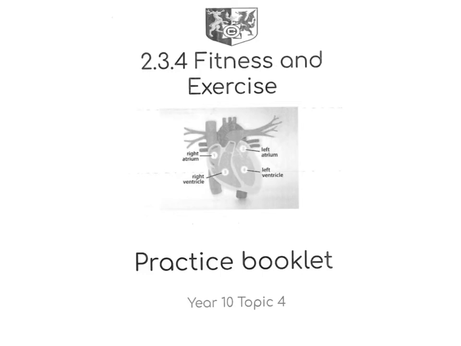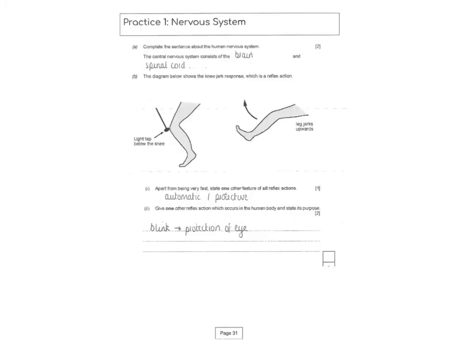So this is the answer booklet for 3.2.4 fitness and exercise. The first question is on the nervous system. So it says, complete the sentences about the human nervous system. The central nervous system consists of the brain and spinal cord. Doesn't matter which way around you say it, as long as you've got both of them.